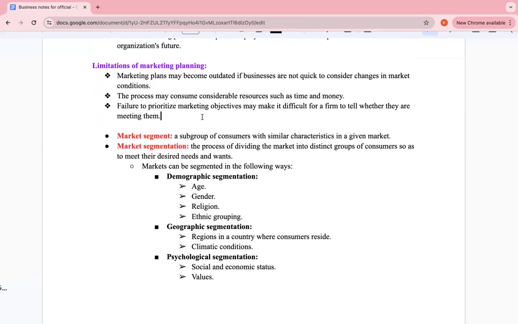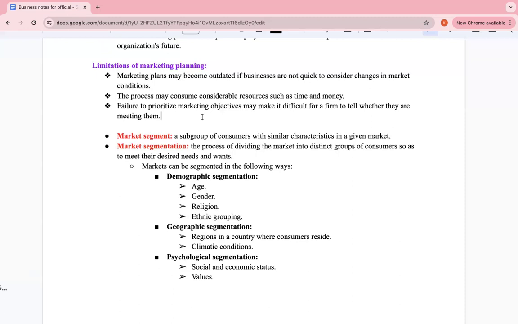Limitations of marketing planning. Marketing planning may become outdated if businesses are not quick to consider changes in market conditions. So basically, like I said, part of the SMART goals is that it has to be time specific, right? And if this goal isn't time specific, if it takes too long, and if the business is at a slow pace at achieving these goals, and they are behind in the market, they are not following the market trends, then this will actually be a really negative thing for the business, which makes this a limitation.